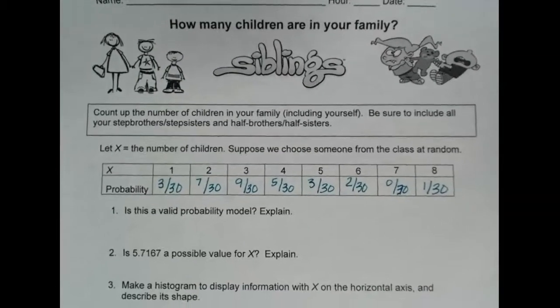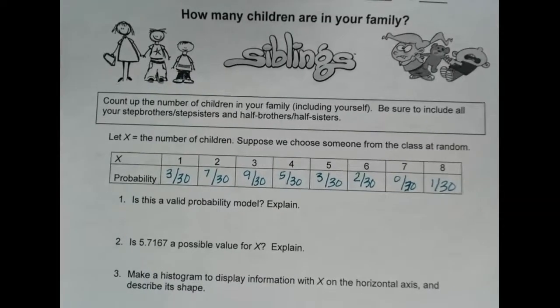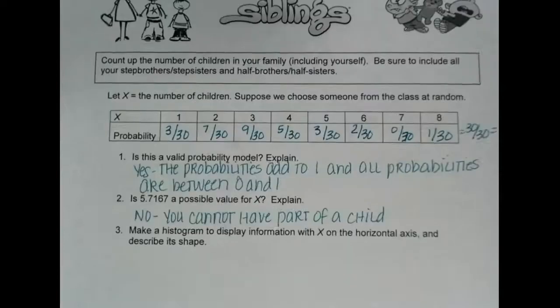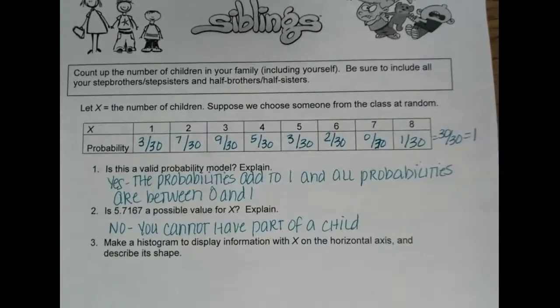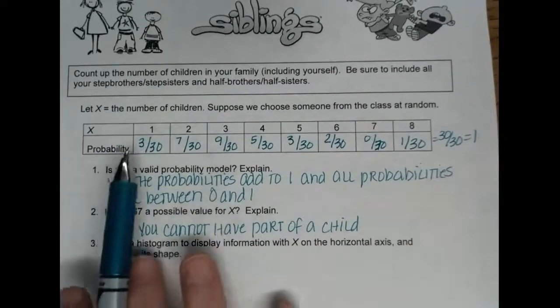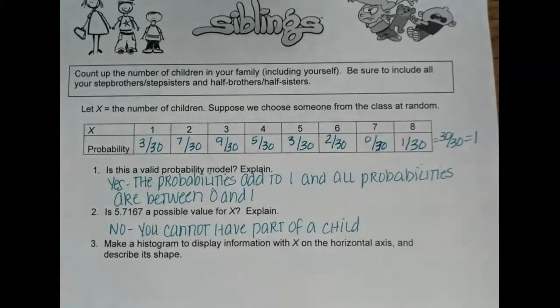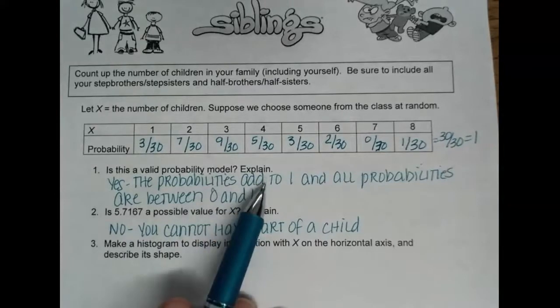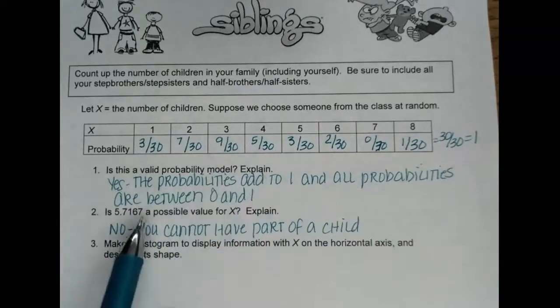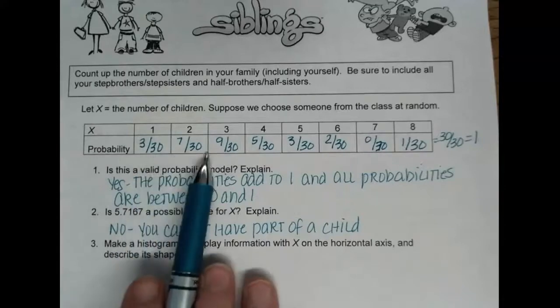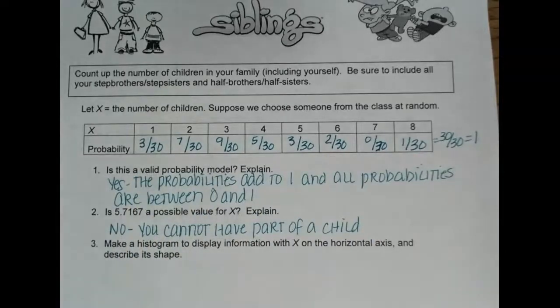All right, so what I would like you to do is go ahead and pause the video and answer 1 and 2, and then come back and see how you did. All right, so the first question, is this a valid probability model? When you add up all of the number of people with their siblings, you get 30 out of 30, which is 1. So the probabilities add to 1. And all of our probabilities are between 0 and 1. You can convert these to decimals and see that they are all between 0 and 1.